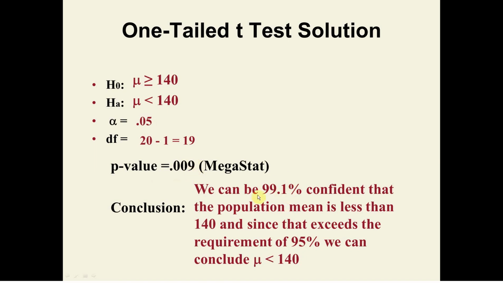In other words, 1 minus 0.009 is 99.1%. That's the actual confidence that the mean ampere hours is less than 140. Again, 1 minus the p-value is the actual confidence. And you notice that 99.1 is greater than 1 minus 0.05, or 95%. So 99.1% means I'm more confident than the required confidence of 95%.